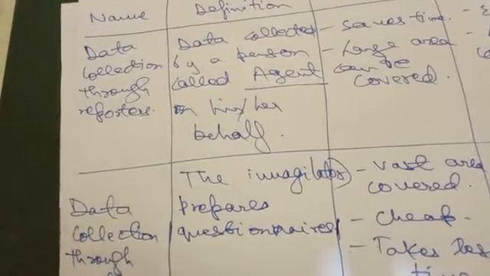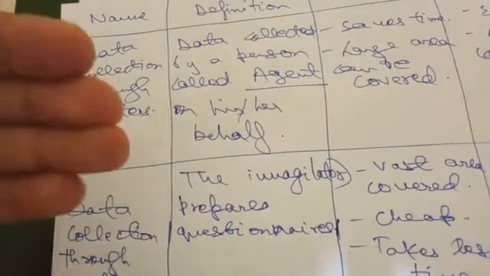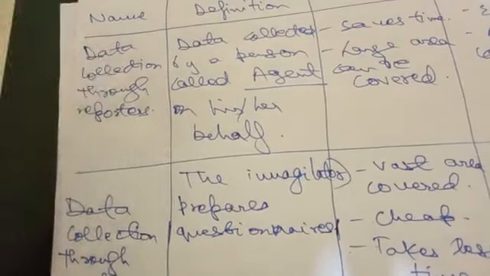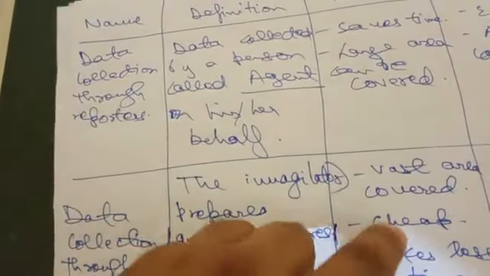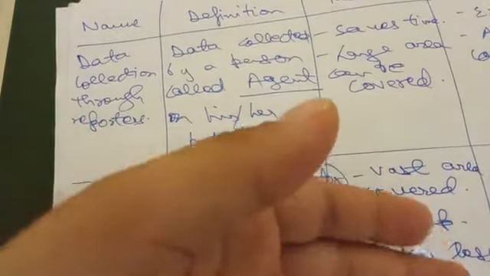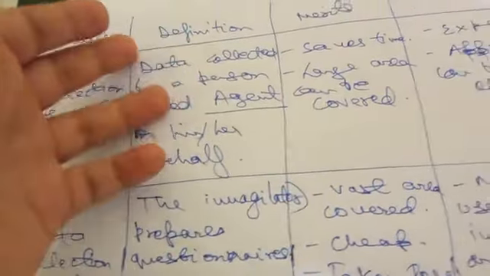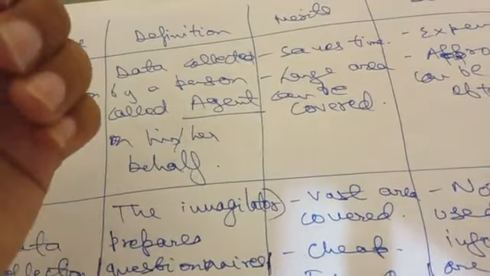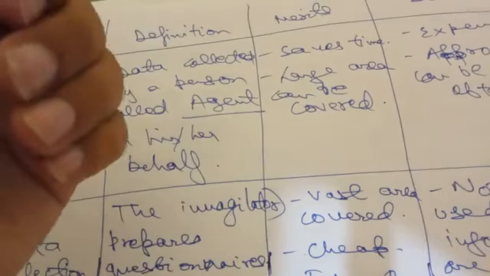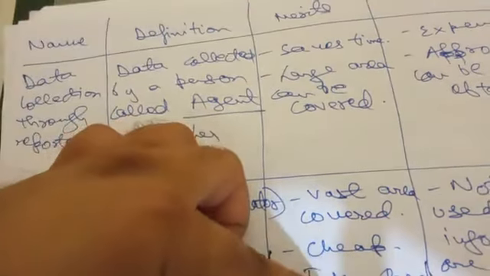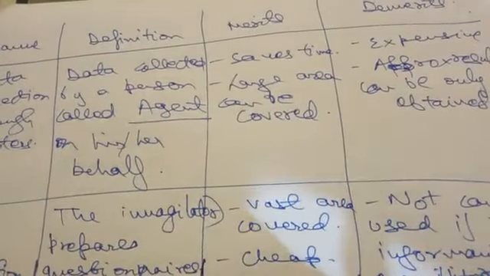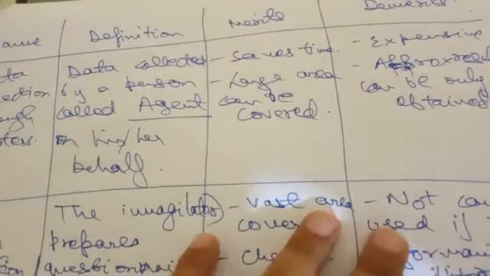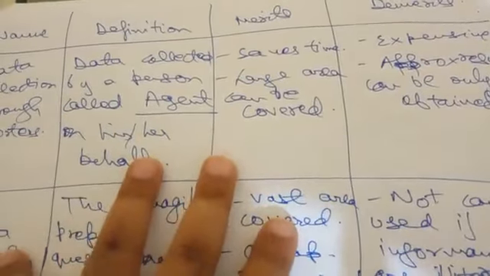Next is data collection through questionnaire. A questionnaire is a form which is made by the invigilator himself or herself. The merit is obviously that a vast area can be covered. A Google form can be made and distributed throughout the internet, so it is cheap and takes less time. The demerit is that it can be used only if informants are literate, and responses may be poor. So these are the merits and demerits of data collection through questionnaires. Okay, thank you.